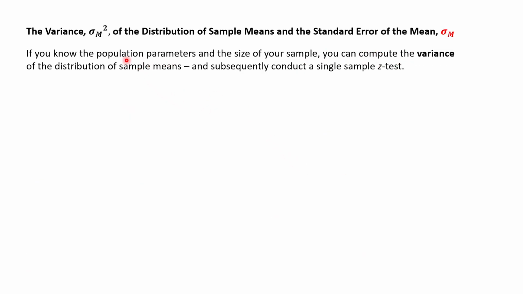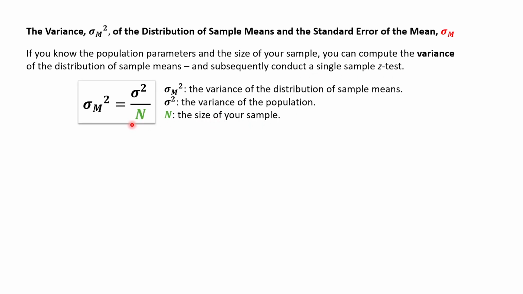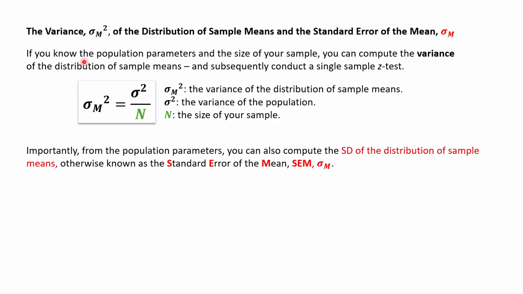If you know the parameters of the population and the size of your sample, you can compute the variance of that distribution in the previous slide, right? And subsequently conduct your single sample z-test. So here's how we compute the variance of the distribution of sample means, denoted sigma subscript m squared. It's equal to the variance of the population divided by the size of your sample. Now, importantly, from the population parameters, you can compute the standard deviation of the distribution of sample means. Like we said before, it's just known as the standard error of the mean.